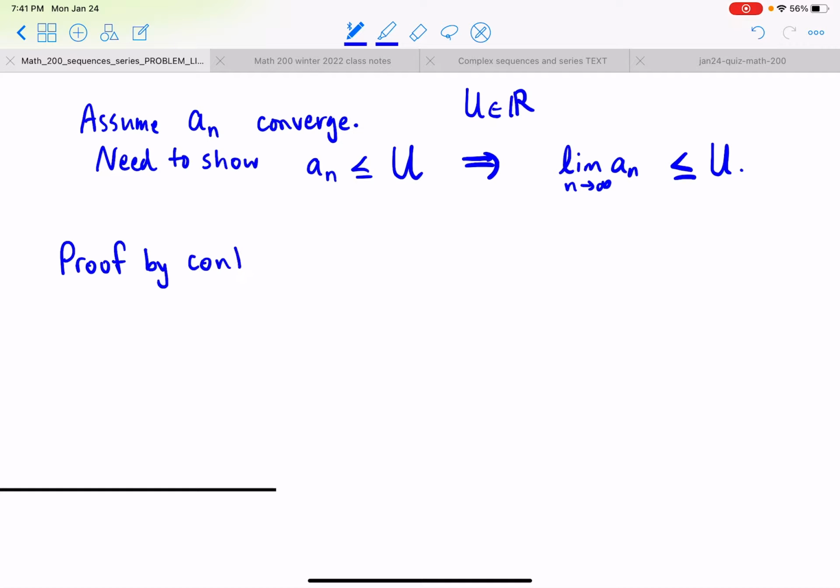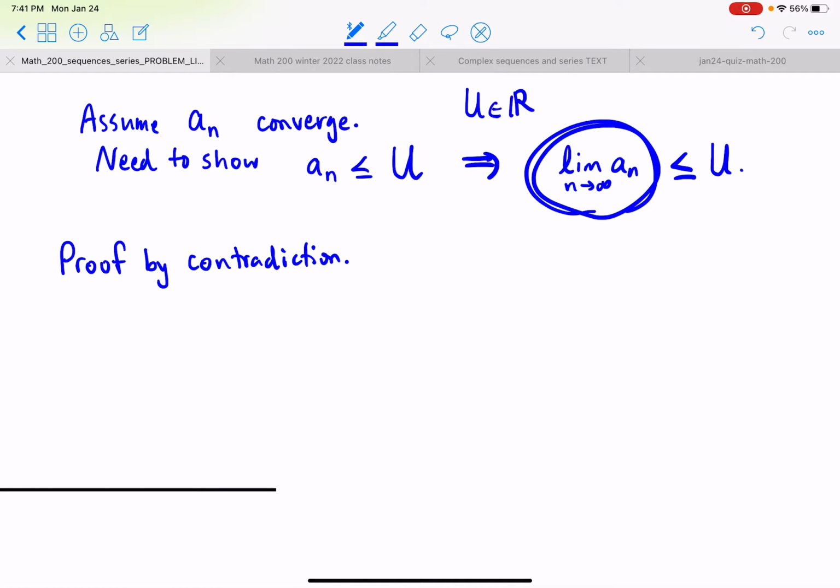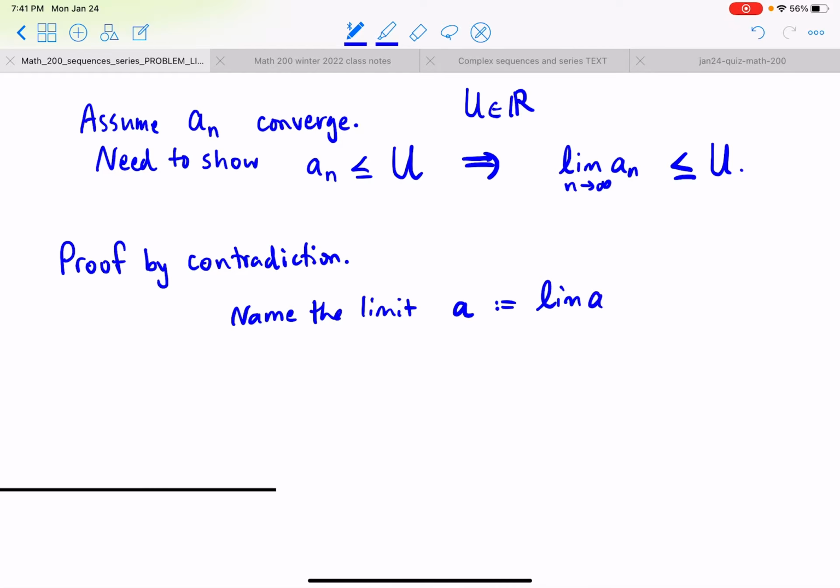Okay, so proof by contradiction. Okay, so what does this mean? It means what we want to prove, we're going to assume that it's not true. So first of all, let's give this a name. I don't want to have to keep writing limit n to infinity of a sub n all the time. Let's name the limit a. So a is going to be my name for this limiting value, whatever it is. We're assuming that the a sub n converge, so it does exist. So let's give it a name, a.